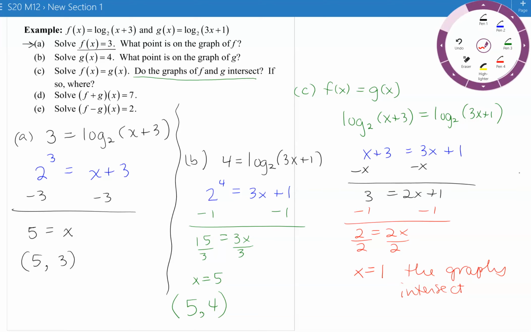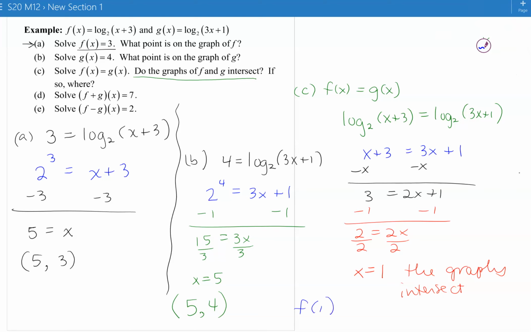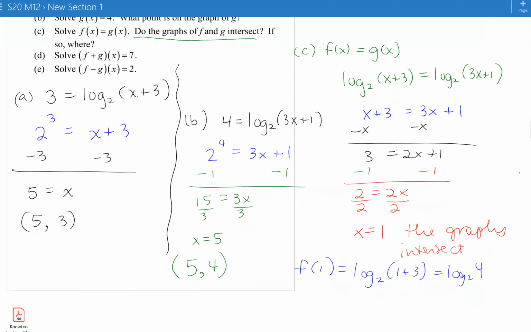And then we can find the y coordinate of where they intersect by doing f of 1, which is log base 2 of 1 plus 3, or log base 2 of 4. And you're asking the question, what power do I need to bring 2 to get 4? And that's going to be 2. So the point (1, 2) is the point of intersection.